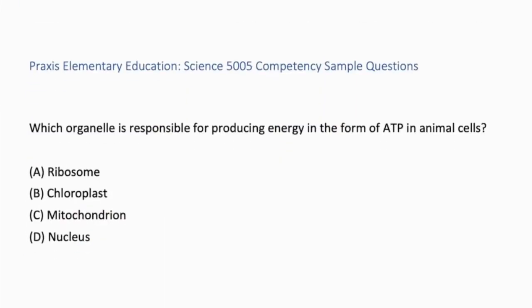Which organelle is responsible for producing energy in the form of ATP in animal cells? A. Ribosome, B. Chloroplast, C. Mitochondrion, or D. Nucleus.